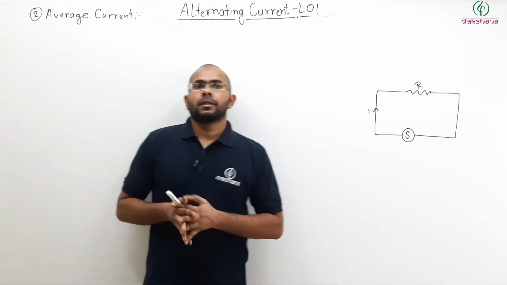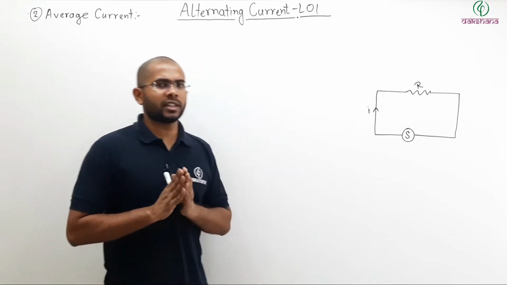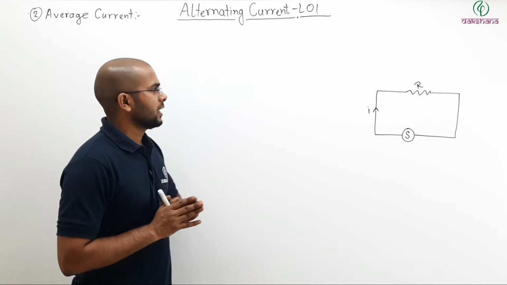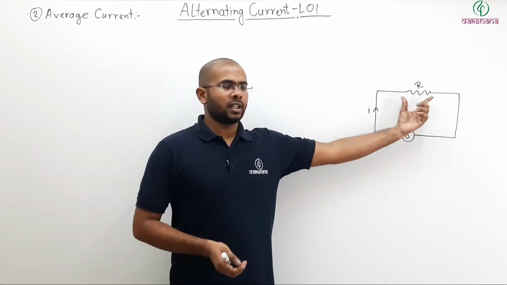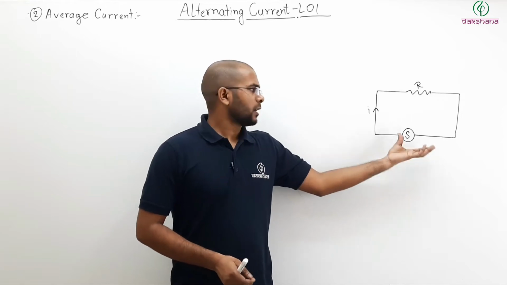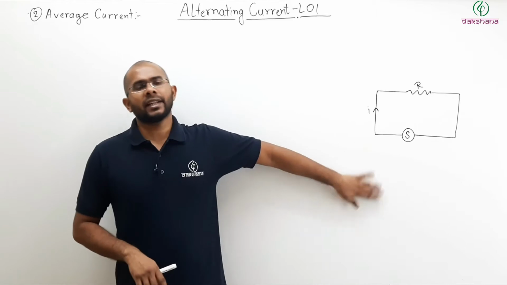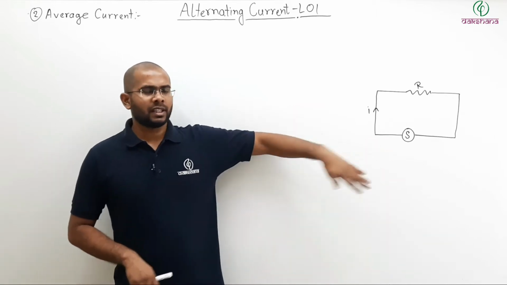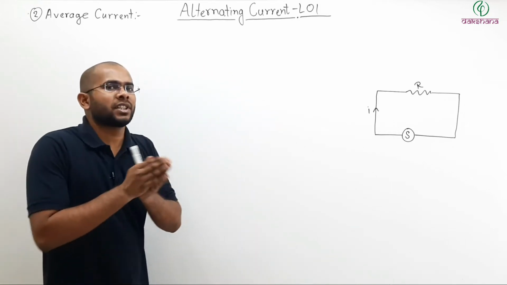AC current. Now let us talk about what is your average current. In order to understand what is an average current, let us take a look at this circuit. Here I have a resistor connected across a power source. What kind of that source is that we are not concerned with right now. It can be a battery, it can be a generator, it can be anything. Right now we are trying to discuss what is your average current.